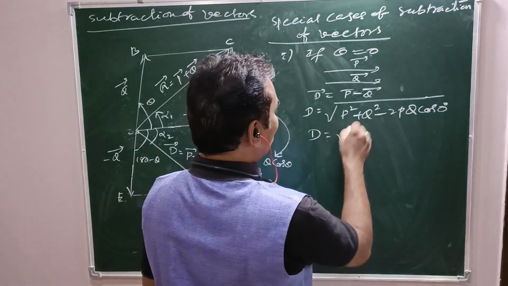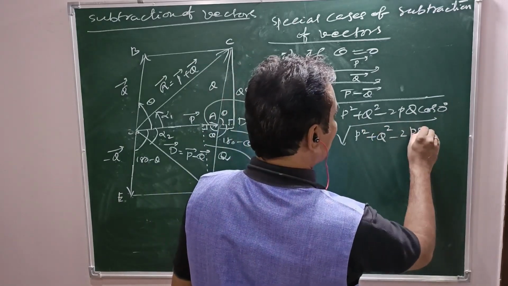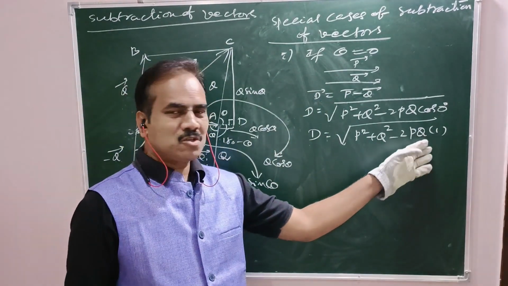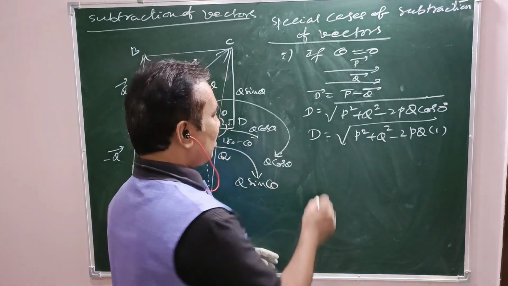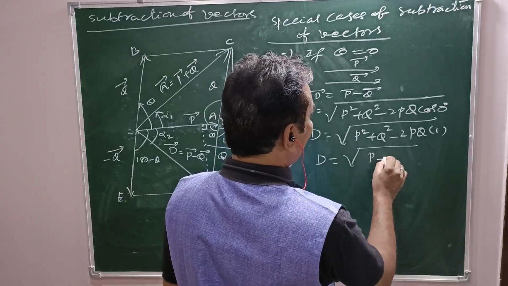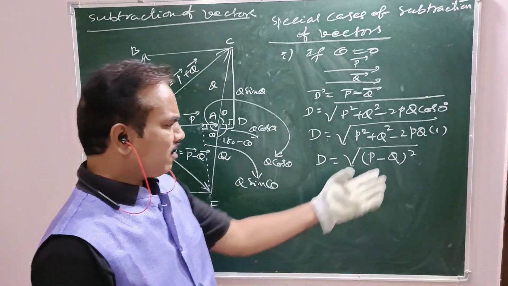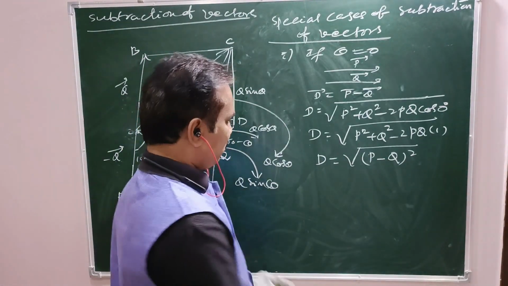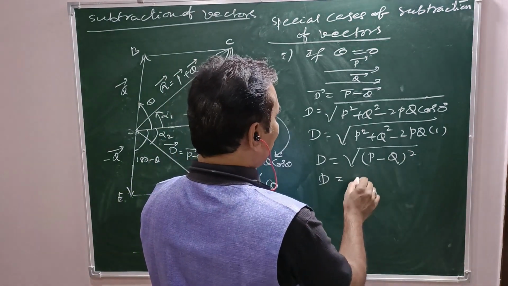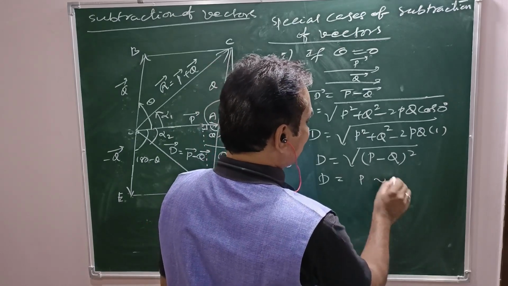Difference is equal to root over P square plus Q square minus 2PQ into 1, cos 0 means 1. That is P square plus Q square minus 2PQ, in the sense P minus Q whole square. That is D equal to root over P minus Q whole square. If P is greater than Q, P minus Q. If Q is greater than P, Q minus P. So that is D equal to square root cancels. That is D equal to the difference of P and Q. I am writing it as the difference of P and Q.